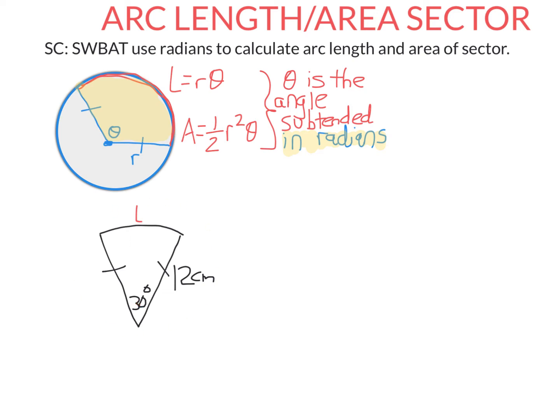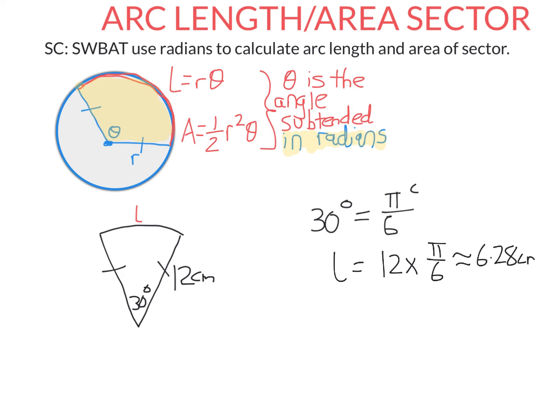Theta is not in radians, so the first thing I need to do is convert it to radians. So remember, to go from degrees to radians, you multiply by pi over 180. So 30 degrees is pi on 6 radians. So here, this arc length here, L, is just going to be radius times angle in radians, and you can put that in your calculator. You get about 6.28 centimeters.